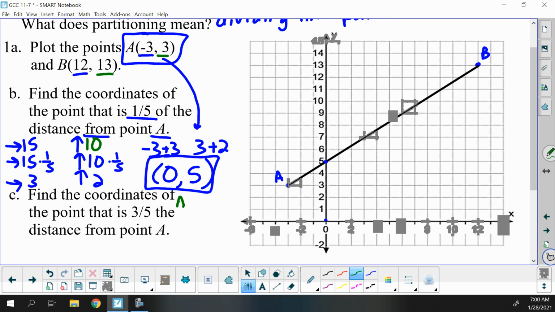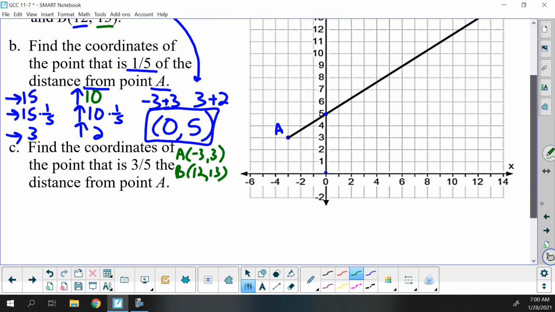Just so we don't have to scroll up and down, I'm going to rewrite the points down here. So next we want the point that is 3/5 of the distance from A. So we need to focus on what fraction and from what point. Well, because we're starting from A and going to B, it's going to be the same movements as before. We're still going right 15 and up 10. The difference this time is we're going to multiply each of those by 3/5.